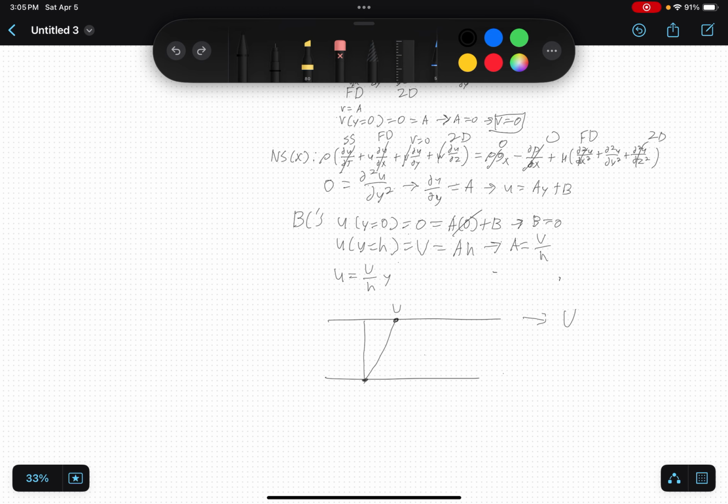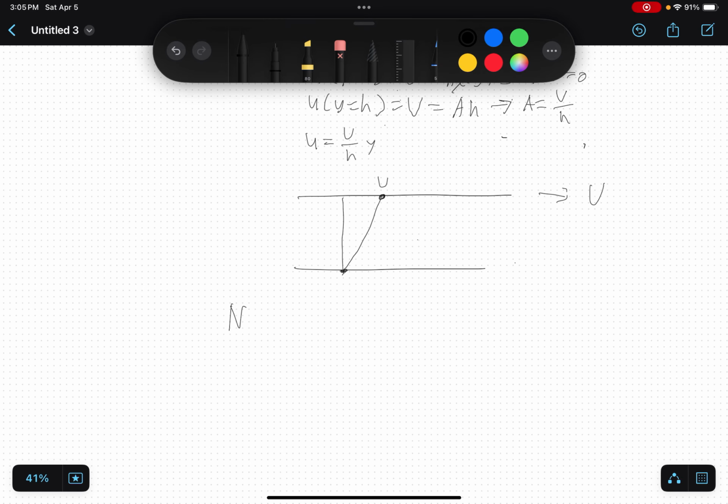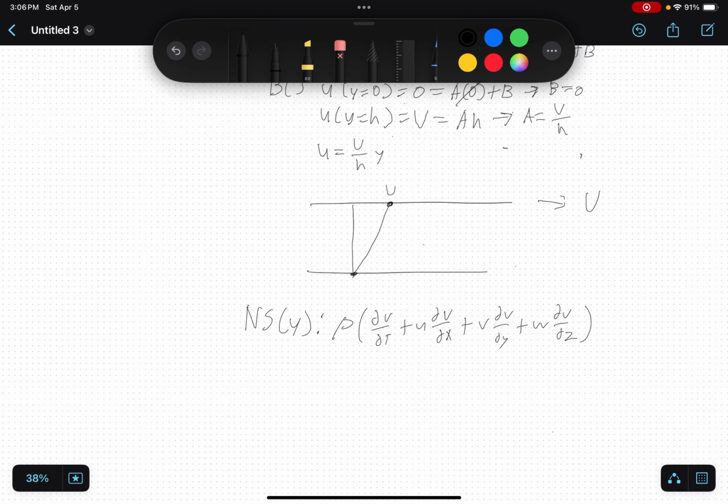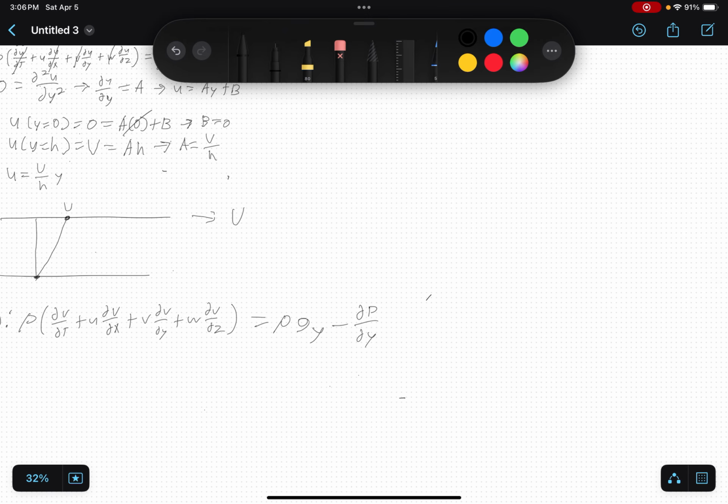Normally, that's the end of your problem. But in grad school, they teach you that you also should write out the Navier-Stokes in the Y. And that will look like... minus. Not U. It's V.